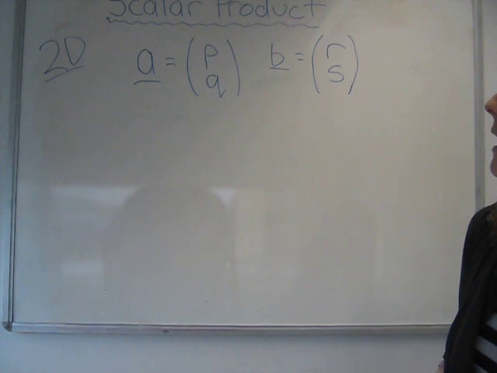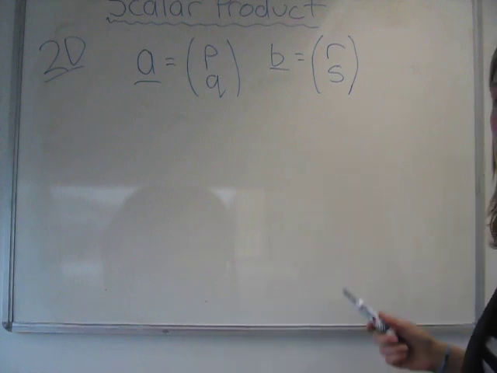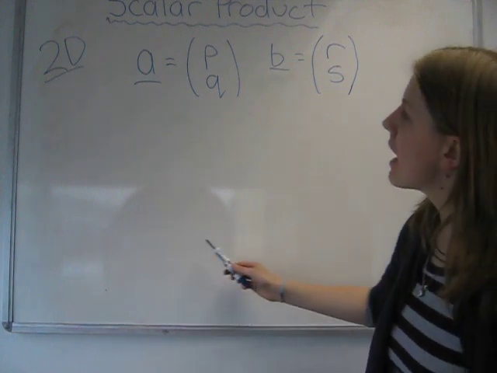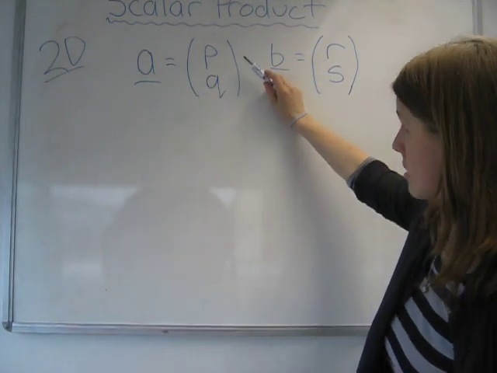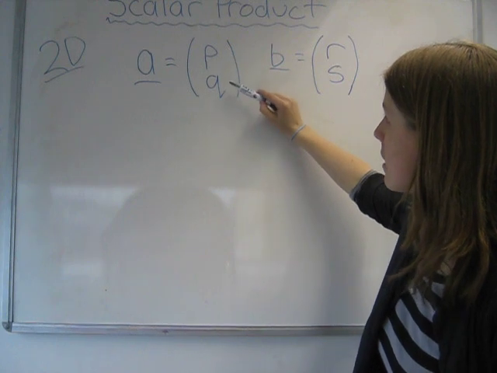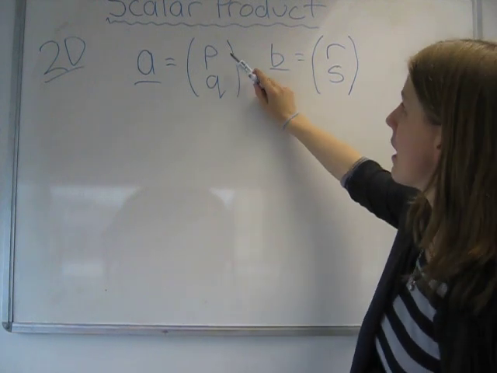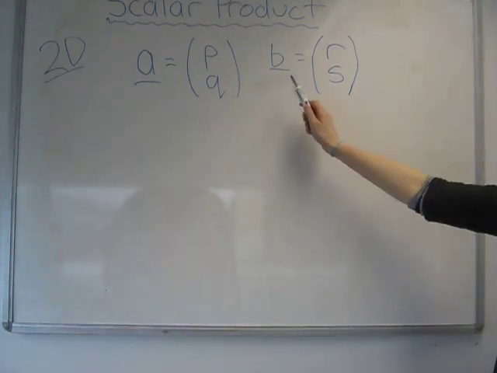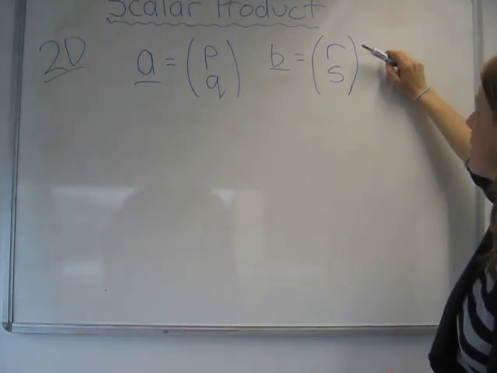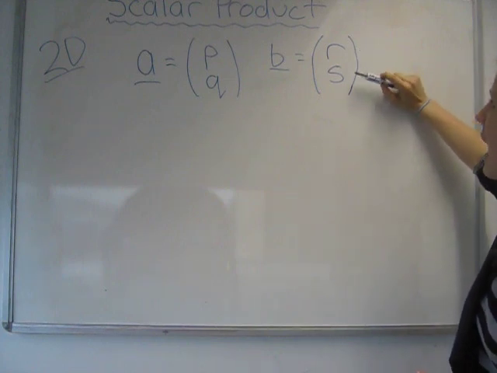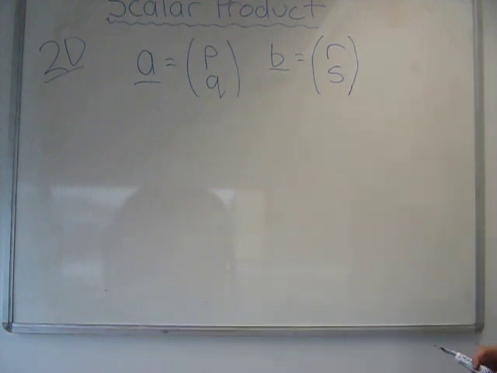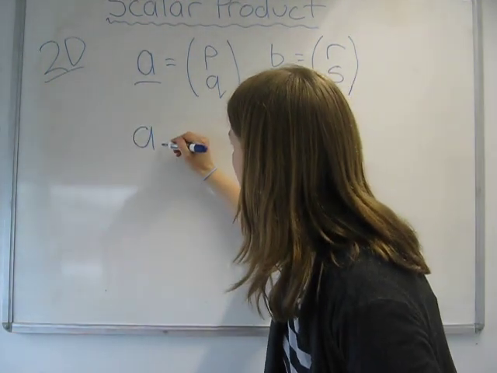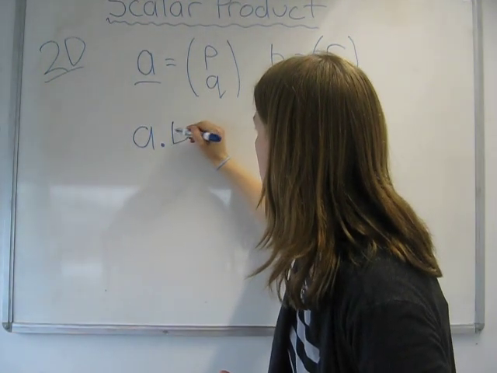I'm now going to talk about the scalar product, also known as the dot product, between two vectors in 2D. Say for example we have vector A, and it's denoted as a column vector here as (P, Q). So that tells us we have P units of i and Q units of j. And we also have vector B, which is saying that we have R units of i and S units of j. So if I want to find the scalar product between these two, we write A dot B.